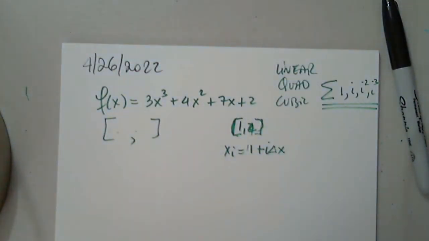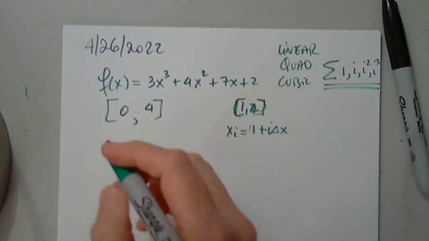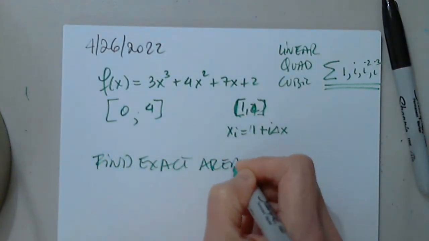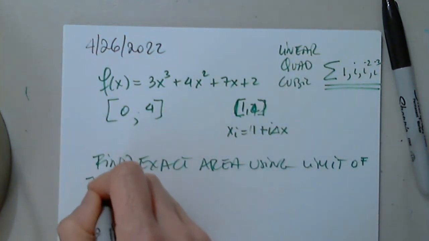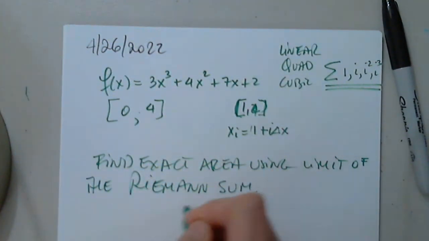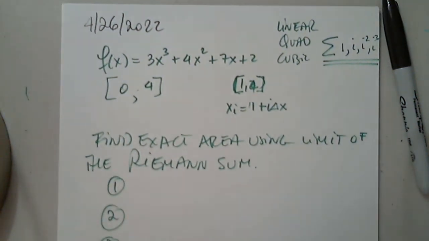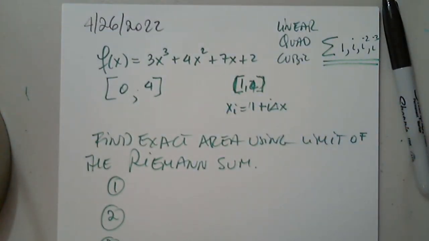So what is the interval then? 0 to 4, perfect. So remember when we're asked to find the exact area using the limit of the Riemann sum, we need 3 preps. Don't start to write the summation and the limit of the summation notation. It will take forever. So let's do the preps first and then put everything together.